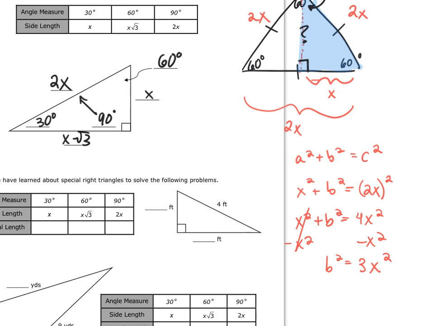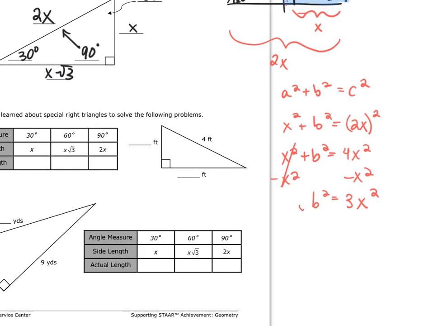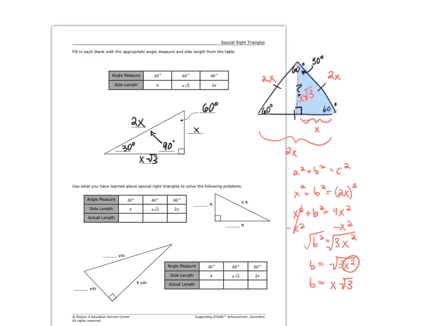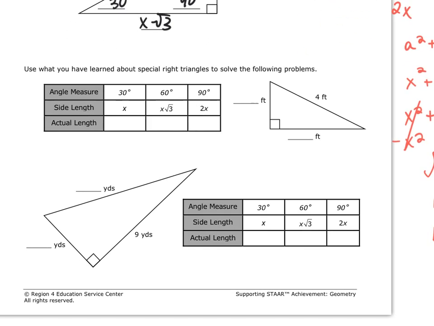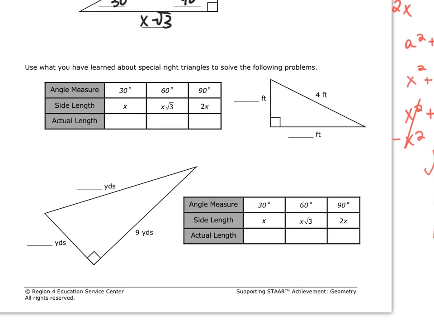Cool, let's figure out what b is by taking the square root of both sides. So that's going to say that b is equal to the square root of 3x squared. And of course, the square root of x squared is just x. So b is going to equal x times the square root of 3. So this is why I have the ratio x, x square root 3, and 2x for my side lengths on a 30, 60, 90 triangle. So let's look at an example where we know one of the side lengths.